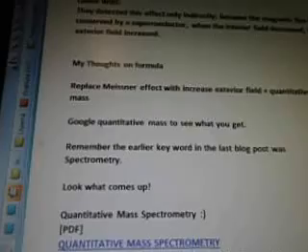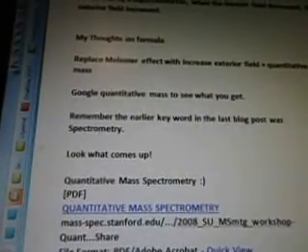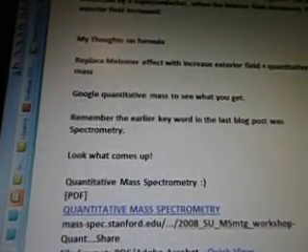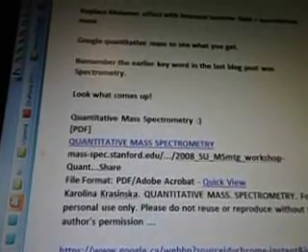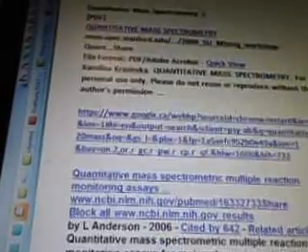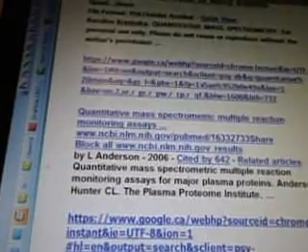Remember the earlier keyword in the last blog post was spectrometry? Look what comes up, quantitative mass spectrometry. Okay, and it's a PDF file from Carolina Kranzika for personal use. Do not read it without the author's permission. So it says google.ca. I couldn't actually look at it because she said you can't do that. So you'd have to look at that link in order to look at what she has to say.